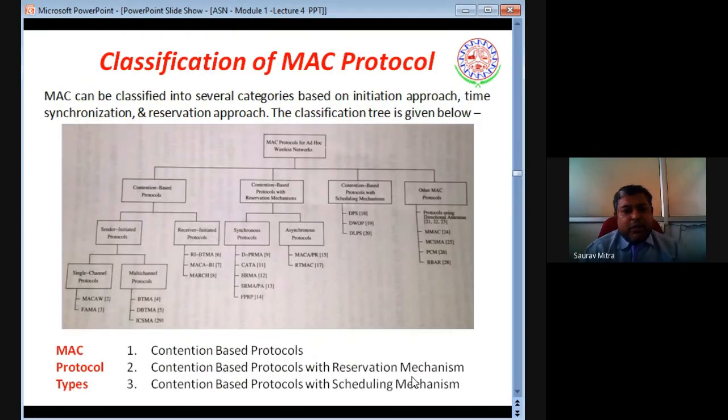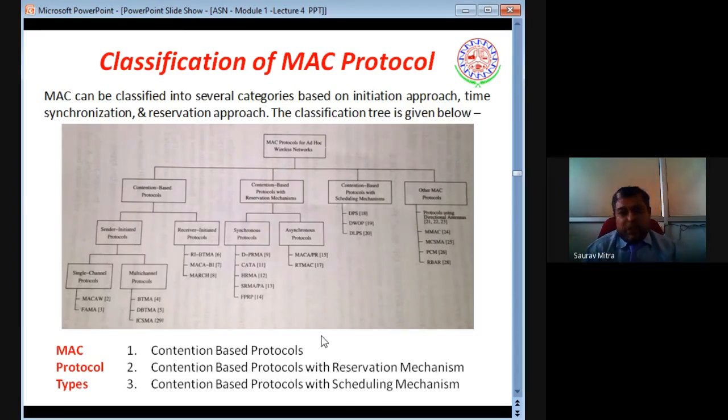This is the classification of MAC protocol. This very big tree you can find in the book. Okay, we are not supposed to read the whole tree. This will not be asked in the exam. But as far as our syllabus is concerned, we are supposed to go through these three protocols, at least one protocol of each. So these are the three main heads of protocols.